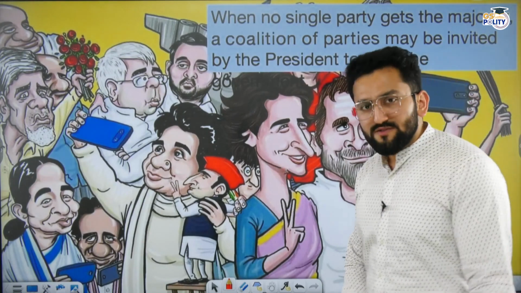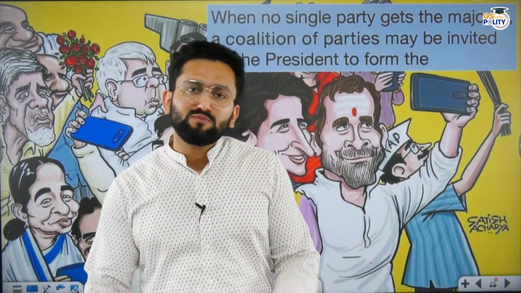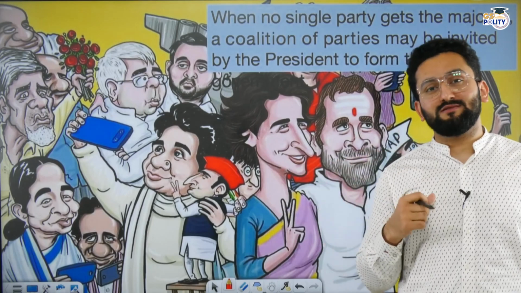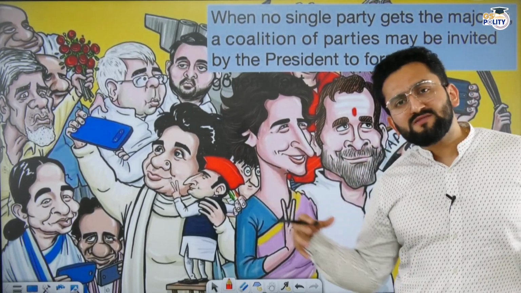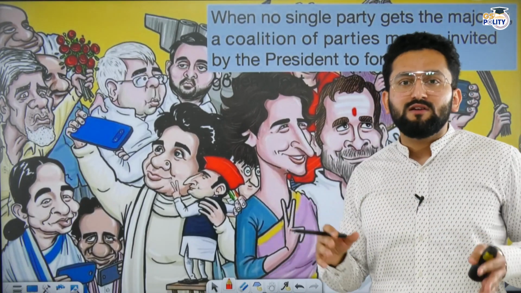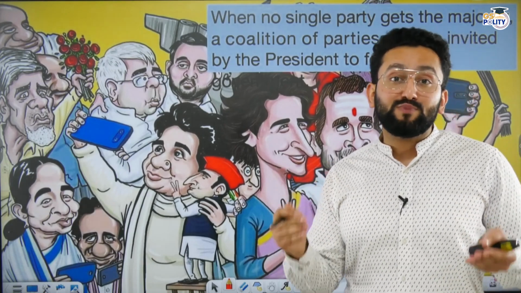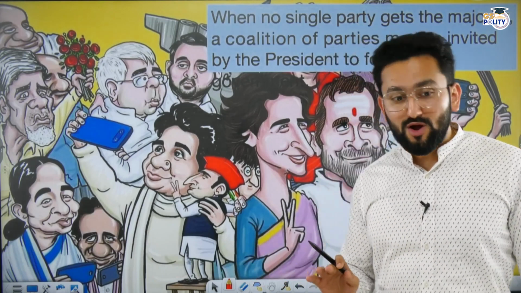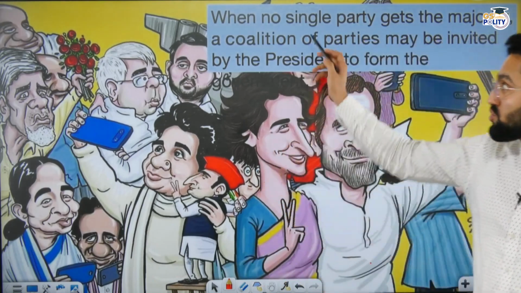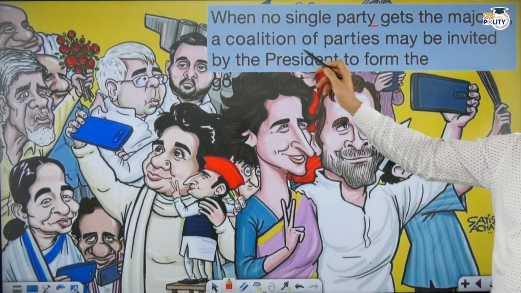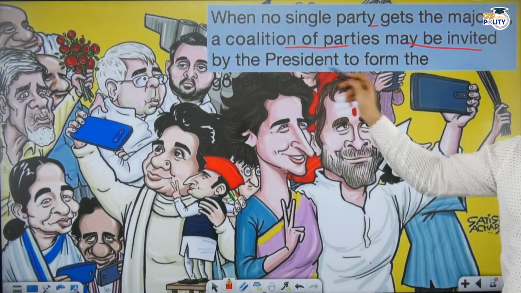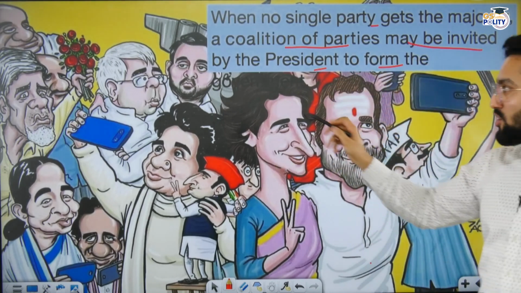Now, what if no single party gets a majority in Lok Sabha? What is going to happen then? So then we have a method of coalition. Coalition means some parties will join hands and together they will say that we have more than 50% members standing together to form a government. So this can be done. When no single party gets the majority, a coalition of parties, meaning parties coming together, may be invited by the President to form the government.